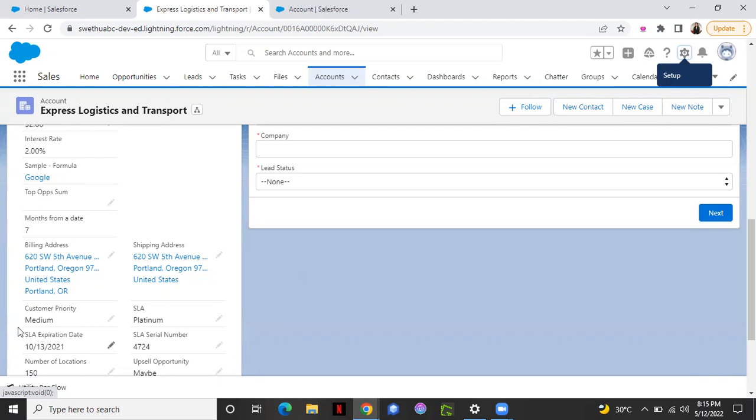So how many months it's been since this expiration date? So it's in October 21. That means November, December, Jan, Feb, March, April, and we are currently in May. So it's been 7 months since this SLA expired. So months are 7. How did I achieve this formula field? You can just have a look over here.